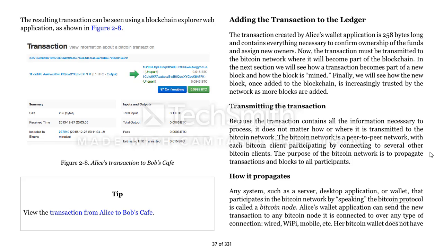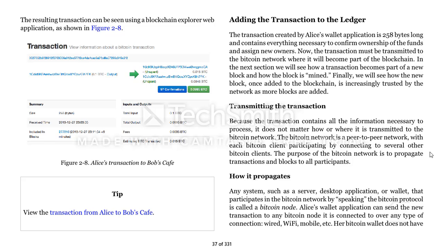Adding the transaction to the ledger. The transaction created by Alice's wallet application is 258 bytes long and contains everything necessary to confirm ownership of the funds and assign new owners. Now, the transaction must be transmitted to the Bitcoin network where it will become part of the blockchain. In the next section we will see how a transaction becomes part of a new block and how the block is mined. Finally, we will see how the new block, once added to the blockchain, is increasingly trusted by the network as more blocks are added.